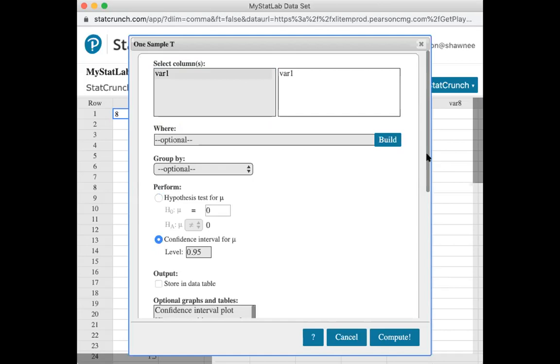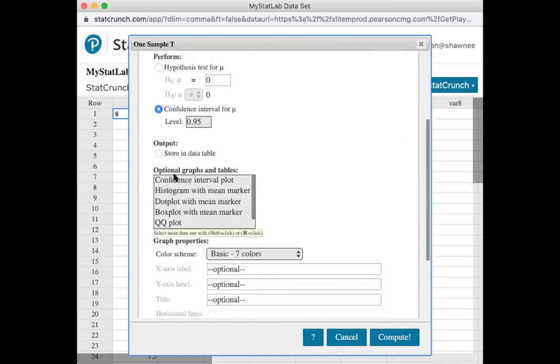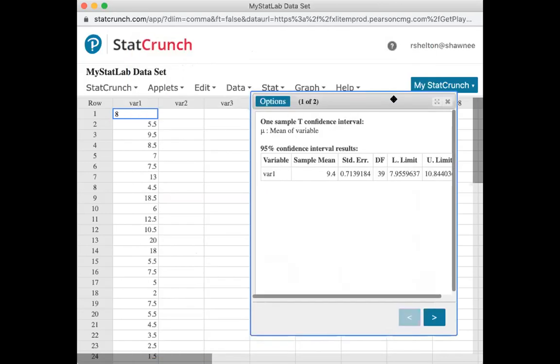Now we can go down here and we can get that plot too, if we want it. And we'll say compute. That'll give us our confidence interval here. Okay. And, okay, we can see it there. So here's our confidence interval, lower limit. I'll write this down. I've got 7.95596. I'll take that to 4 digits, okay?